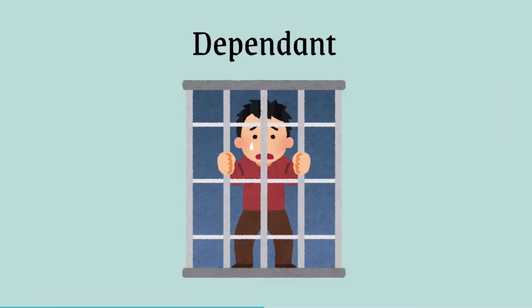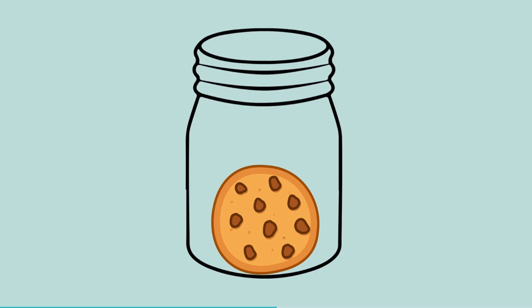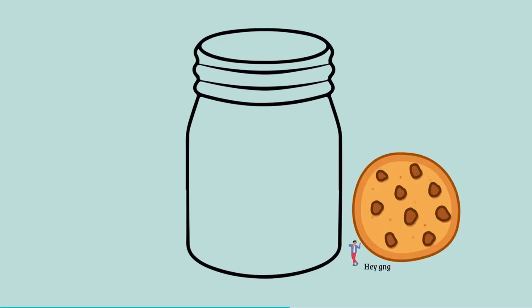Our dependent variable is what we observe in the experiment and or what we check to see if the experiment is successful. In this situation, it's the amount of cookies we have in the cookie jar. Since we want to see if our friend eats the cookies, we look to see how many cookies there are after Bob stops by.